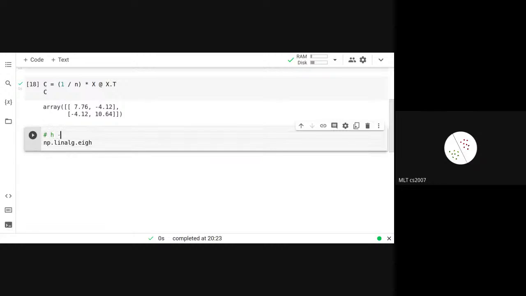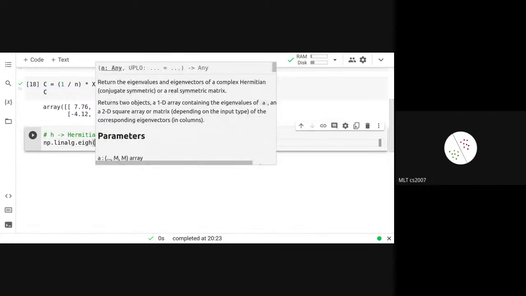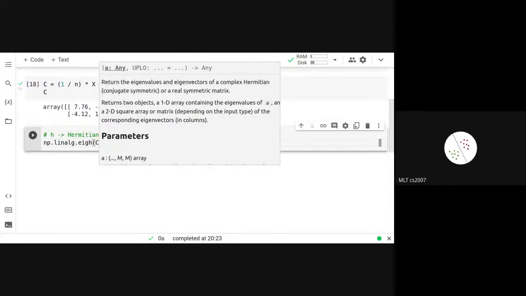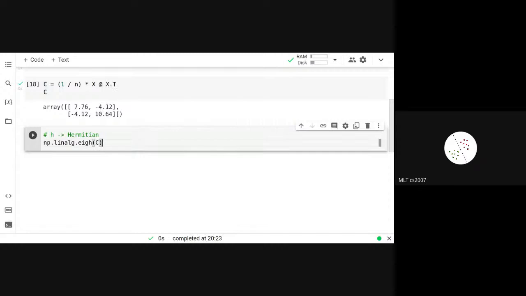This H actually stands for Hermitian. Hermitian is a complex equivalent of a symmetric matrix, which, if you're new to MLF, you will learn in week 5, 6. Symmetric matrices are a special case of Hermitian matrices, so for now we just think about symmetric matrices alone. If you plug C into this black box, it returns the eigenvalues and the eigenvectors.